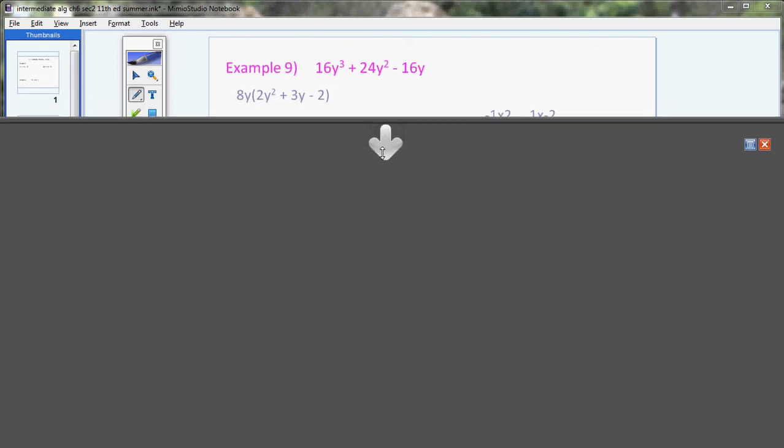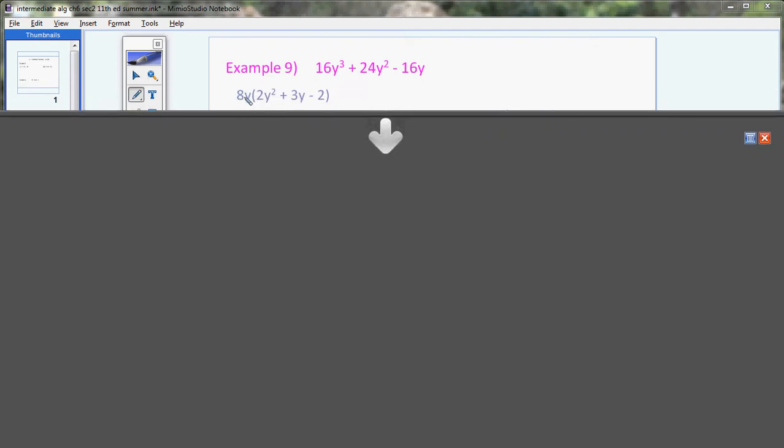When you take it out, you have to place it in the front. So we're going to put our 8y in the front. Then 16y cubed divided by 8y is 2y squared. Positive 24y squared divided by 8y is positive 3y. And negative 16y divided by 8y is a negative 2. Now we need to factor what's in parentheses here.